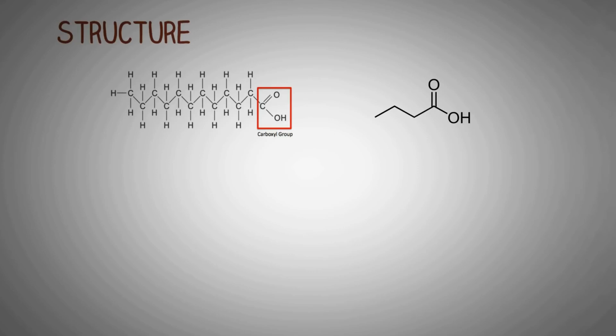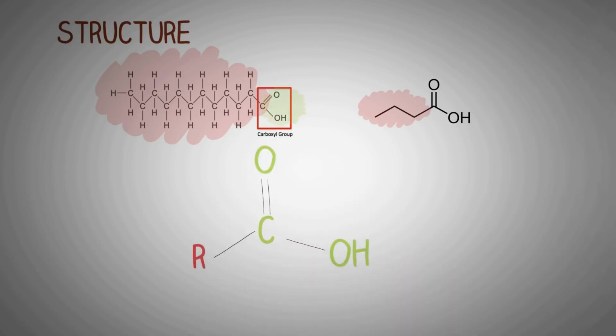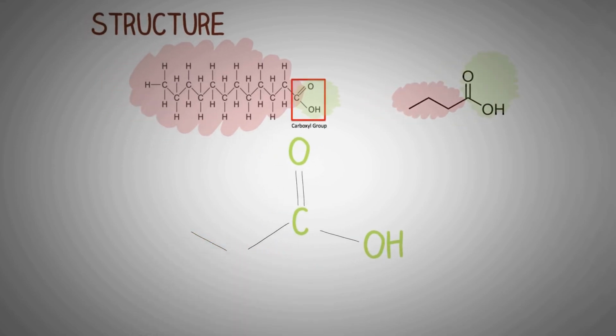It consists of a long chain of carbon and hydrogen atoms, which is denoted as R. This side chain is attached to the functional group, the carboxyl group, which is COOH. Now we know that the R side chain consists of a single chain of carbon and hydrogen atoms. Let's expand this chain a bit.